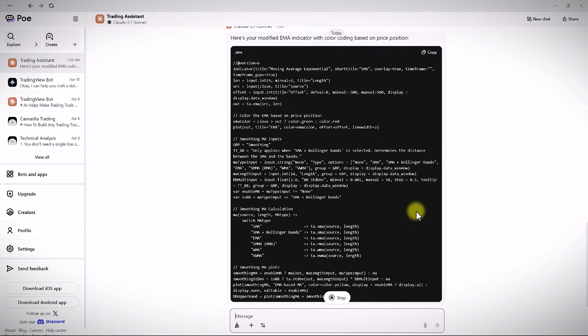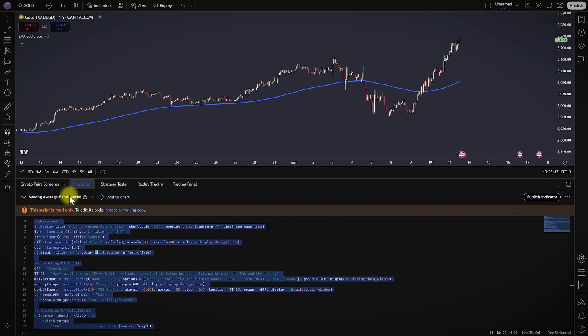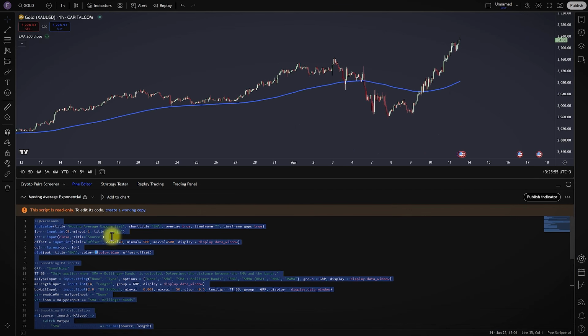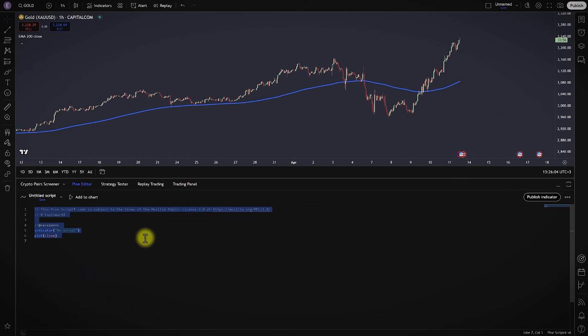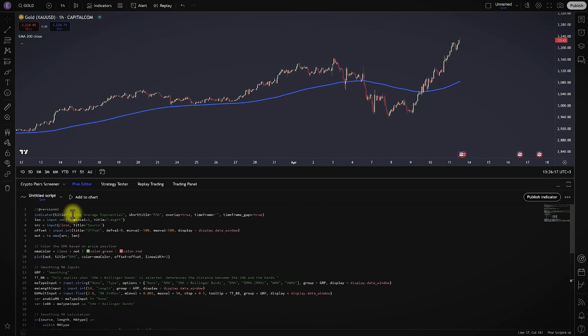We've got our code. Now let's implement it in TradingView. You open your TradingView chart and look for the Pine Editor button at the bottom of your screen. Click it to open the coding interface. When the editor opens, you'll see a blank canvas or some template code. You just click on New and select Indicator from the drop-down menu. This creates a fresh Pine Script file. Don't forget to delete any template code. Then paste the code your AI assistant provided. Then give your script a name and save it.